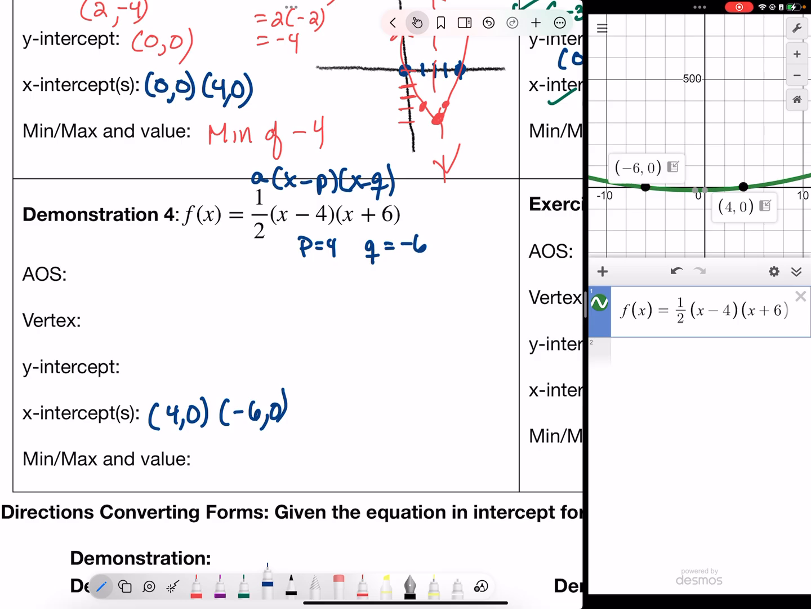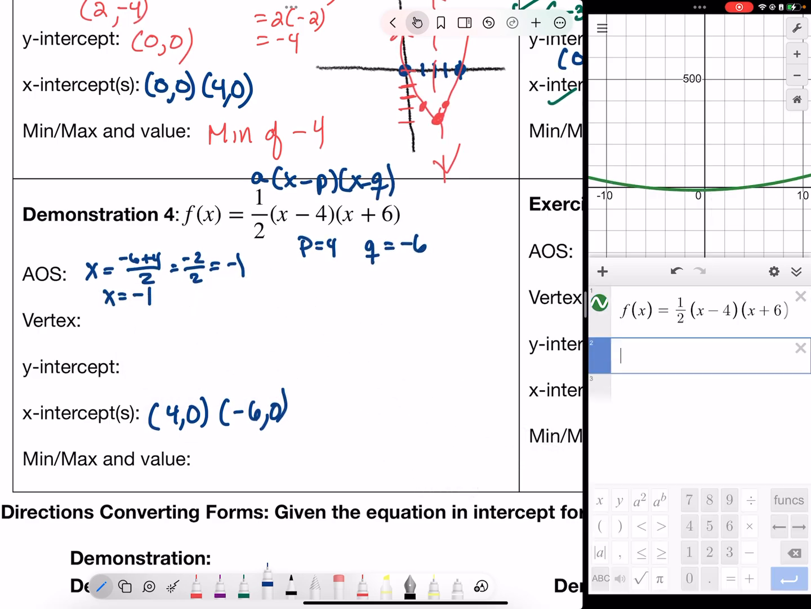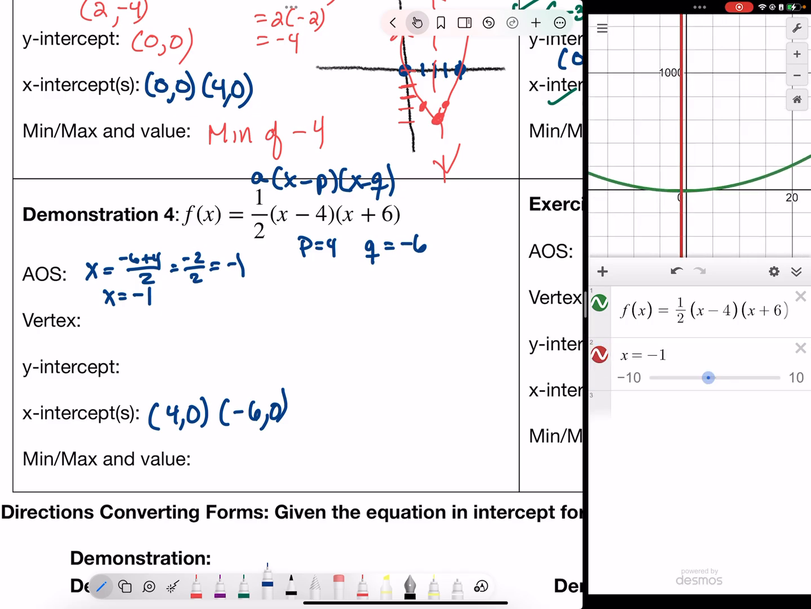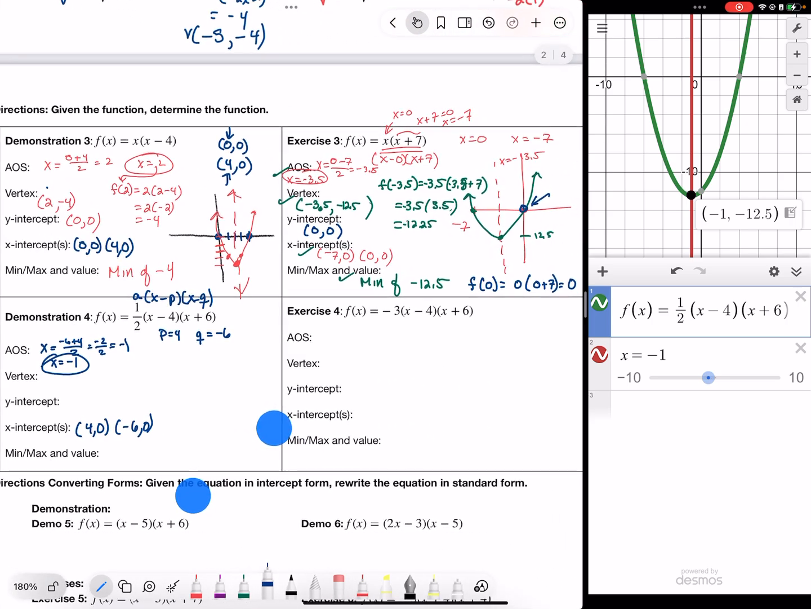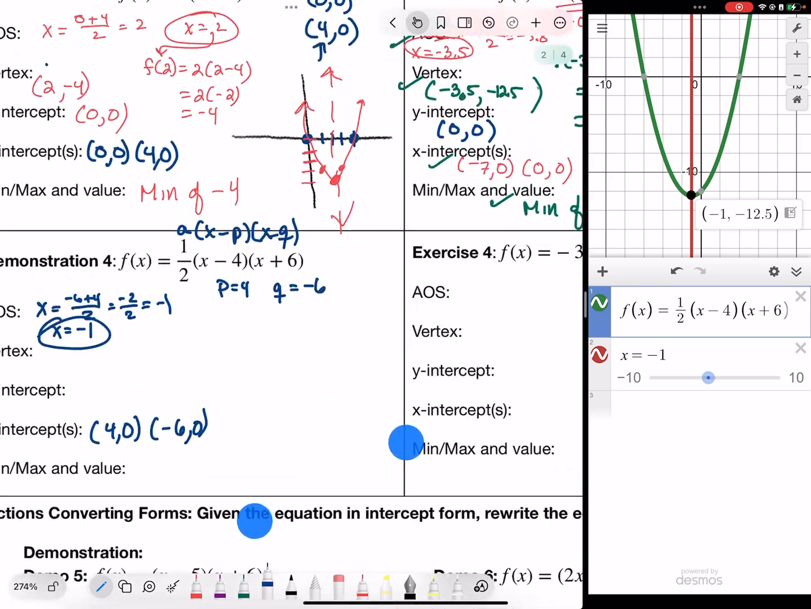Now our axis of symmetry has to be right between those two. So I add them together, divide by 2 to average them. Looks like it should be at x equals negative 1. So I'm going to graph that thing so I can see if it goes right through. Oh, yeah, it goes right through the center of my parabola, doesn't it? There he is. So there's my axis. Now I could see my vertex at this point because I got it all graphed. Negative 1 gives me negative 12.5. Looks like I just had that problem. Interesting.